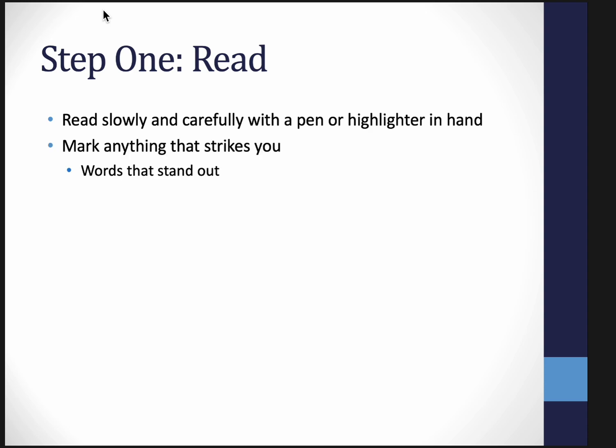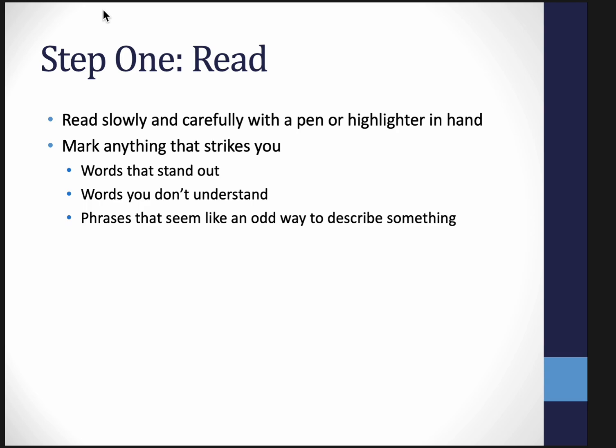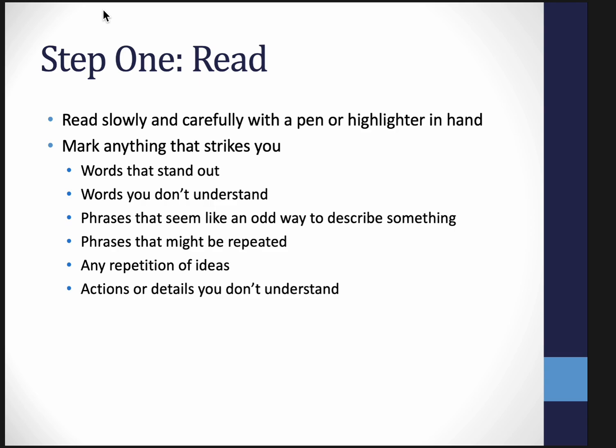You want to mark anything that strikes you as interesting. If there are any words or descriptions that stand out, words that you don't understand, or phrases that seem like a weird way to describe something, language that's beautiful, any of that. Any sort of repetition, make note of, whether it's repetition of wording, of imagery, of themes, anything that repeats in a story, poem, or drama is usually important. And then finally, make sure that you make a note of any actions or details that confuse you. The things that you don't understand are often where we can start getting into analysis and interpretation.